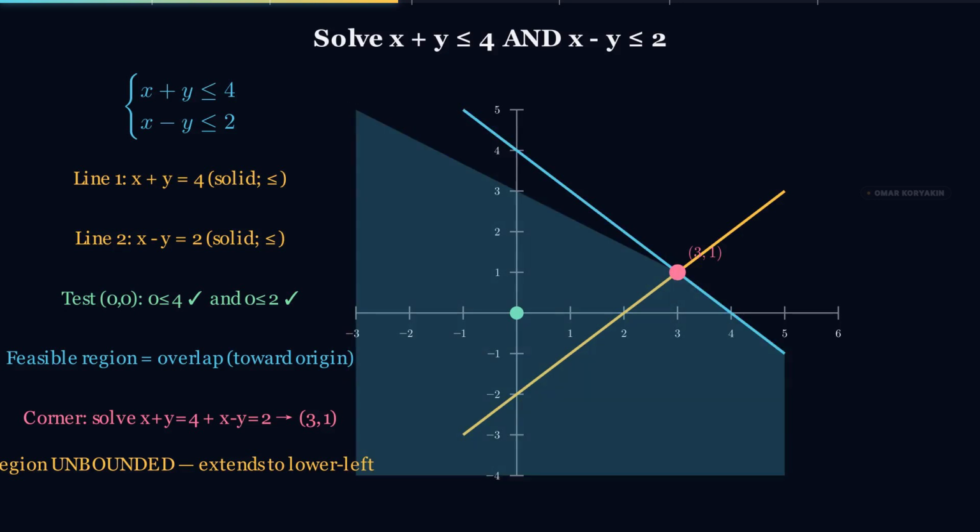The big lesson from this example is the half-plane intersection workflow. Graph each inequality, find the overlap, identify corners by solving the boundary systems. The corner finding step uses the Section 6 system solving methods, connecting the inequality work to the equation work.